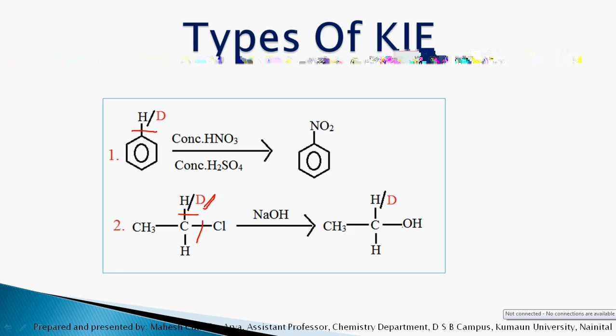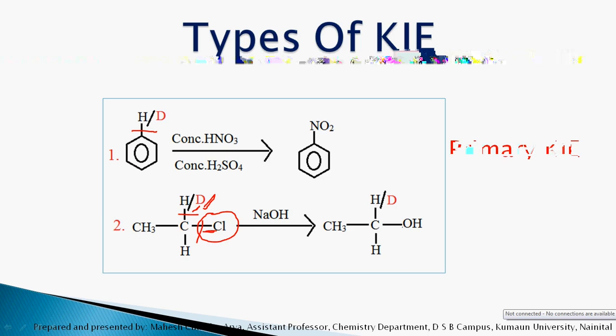If you see, in the first case, the isotopically substituted bond, that is the CH bond or CD bond, undergoes cleavage during the course of the reaction, whereas in the second case the bond undergoing cleavage is not the isotopically substituted one. Actually, isotopic substitution has taken place in the vicinity of the bond which is undergoing cleavage. So these two examples are two types of KIE.